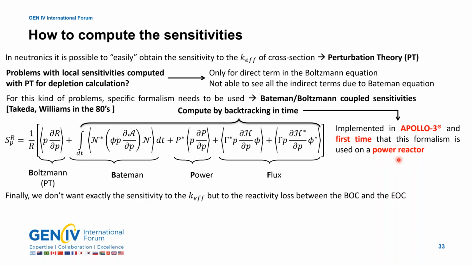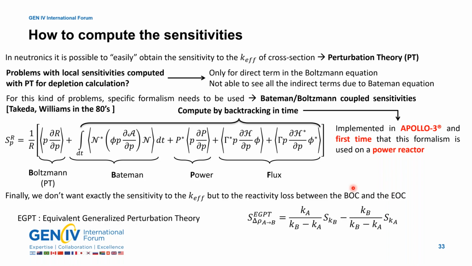So at this stage, we are able to have the sensitivity to the final multiplication factor of fuel depletion, so the end of cycle multiplication factor. But we don't exactly want the sensitivity to this multiplication factor. We want the sensitivity of the difference of multiplication factor between the beginning of cycle and the end of cycle. For that, we have a quite simple formalism called equivalent general perturbation theory that allows us to obtain this kind of sensitivity from the individual sensitivities. So at this stage, we have the correct sensitivities for fuel depletion, for reactivity loss.